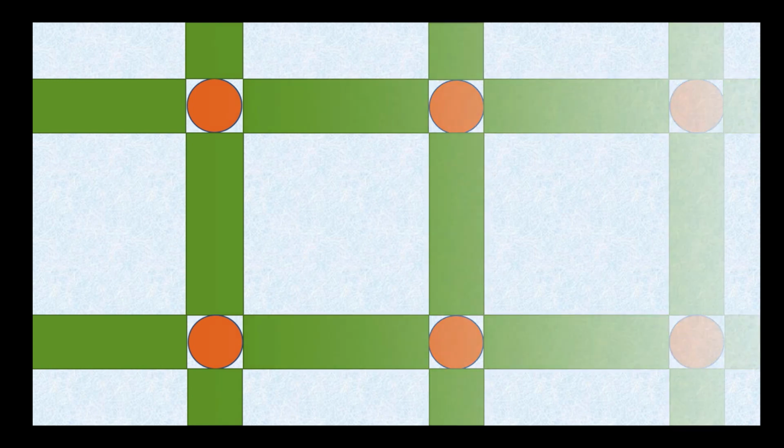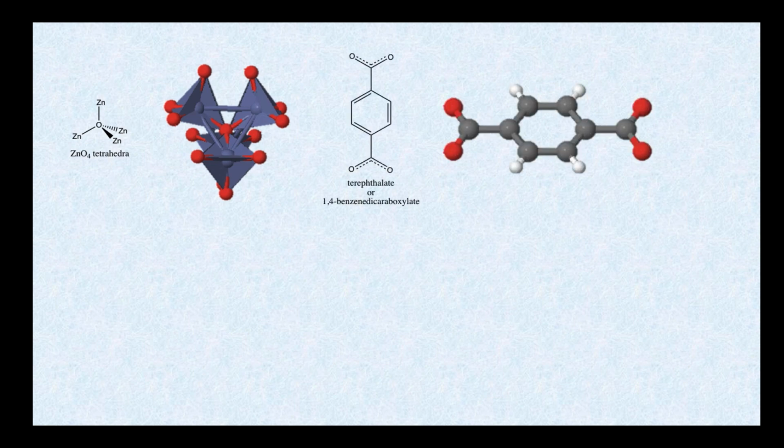We're going to start by looking at ZnO4 tetrahedra, with each zinc also coordinating the organic linker. The linker is a para-benzene dicarboxylic acid derivative, or terephthalate. These form MOF-5, which is also known as isoreticular MOF-1, IRMOF-1, and it's the first in a series of the same topology but different sized pores.